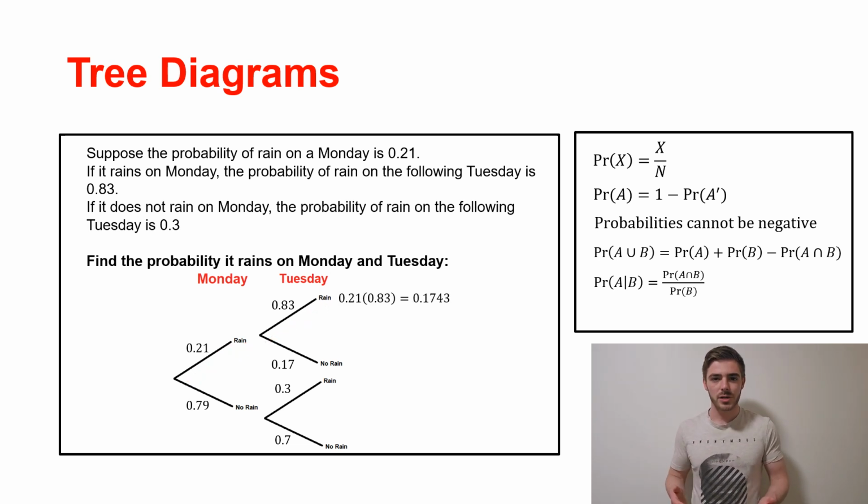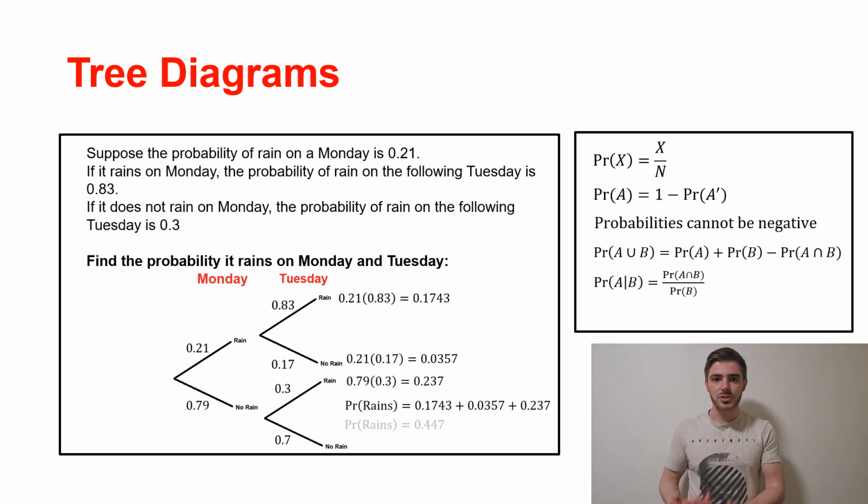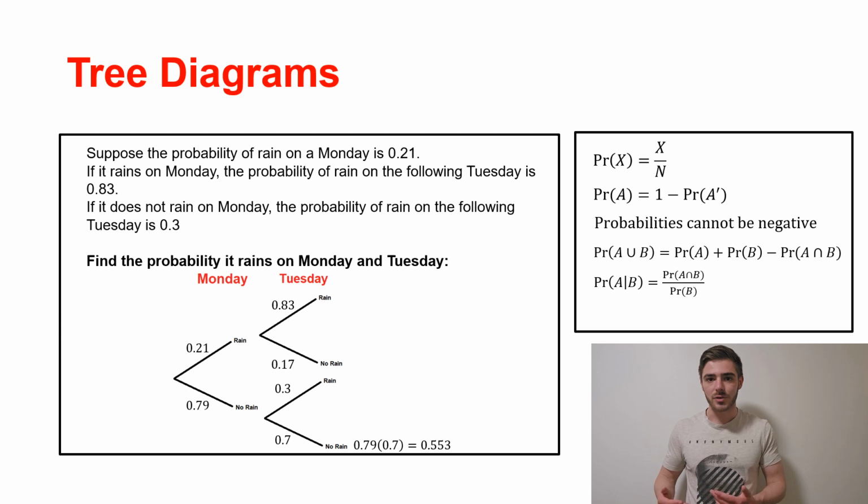Well, what happens if I want to find a more complicated probability, like the probability of it raining on either Monday or Tuesday? Well, we actually have two options here. The first option is to go down each path that has rain on either Monday or on Tuesday. We simply multiply along each of those branches and then add the results together. Alternatively, you can save yourself some time and find the one branch that doesn't end up in rain and then subtract that probability from 1.